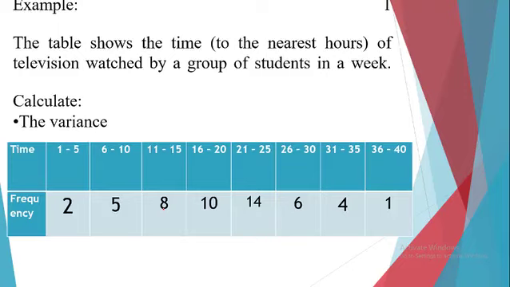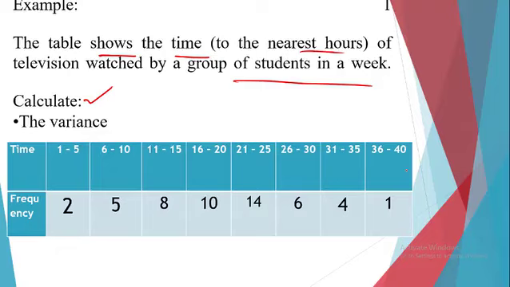We have an example here on the screen. It says the table shows the time to the nearest hours of television watched by a group of students in a week, and we are asked to calculate the variance. We have time 1 to 5, 6 to 10, 11 to 15, 16 to 20, and that's the time interval. Okay, then we have our frequency to be 2, 5, 8, 10, 14, 6, 4, and 1.